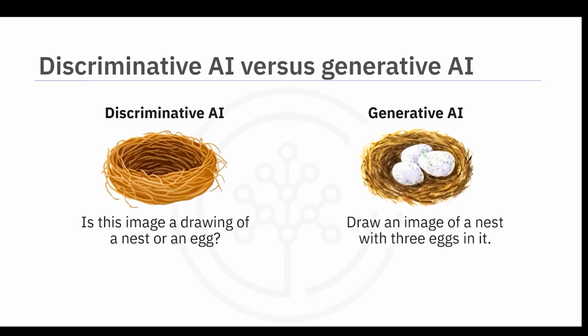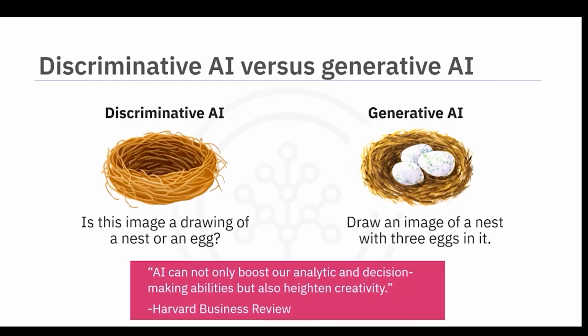While discriminative AI mimics our analytical and predictive skills, generative AI goes a step further to mimic our creative skills. As implied by this comment from the Harvard Business Review, AI can not only boost our analytic and decision-making abilities, but also heighten creativity. Generative models can take what they have learned and create entirely new content based on that information.